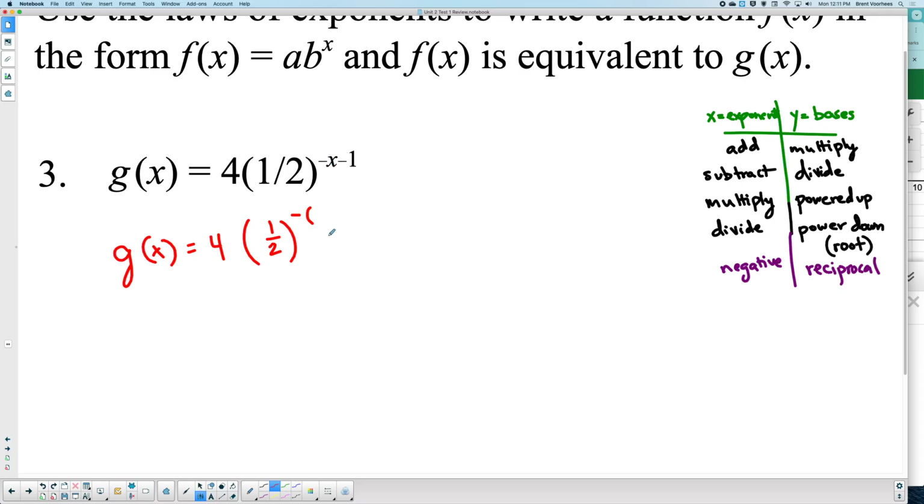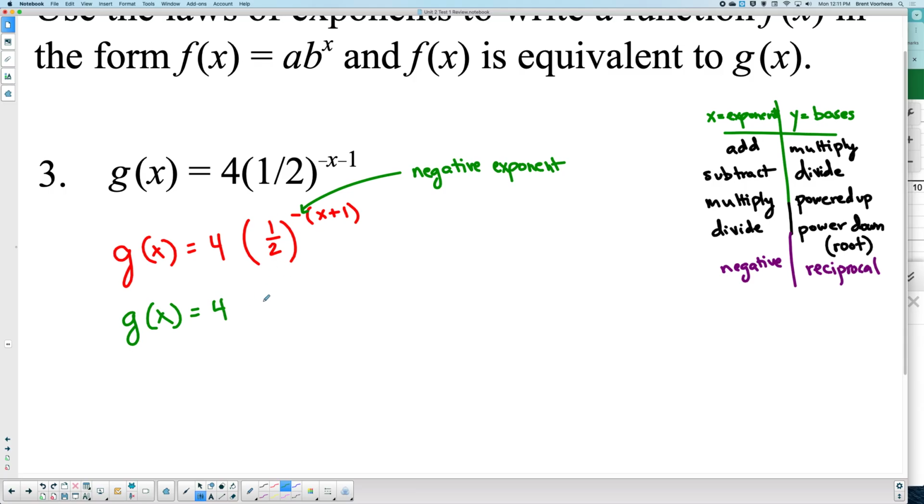If I took the negative, this is now a positive x inside a parenthesis. What happens to the negative 1? It's a plus 1 as well. Okay, so now I've factored out the negative. So to start with this, we'll talk about the negative. Is that a negative base or a negative exponent? Negative exponent. What can you do if you have a negative exponent? Reciprocal of your base.